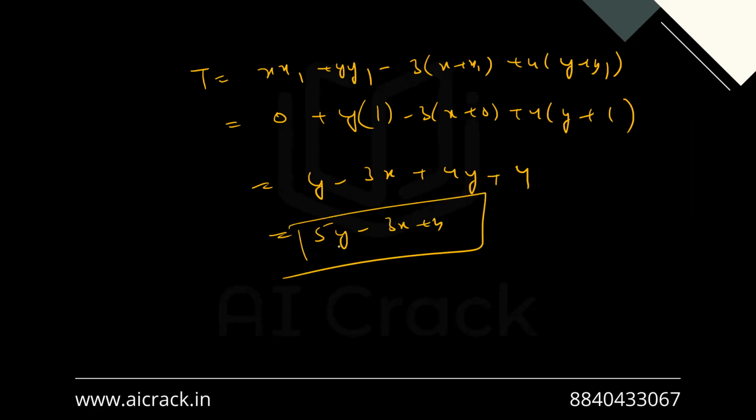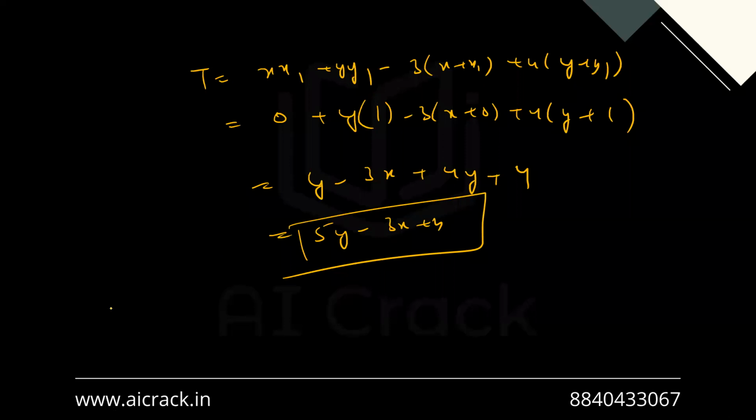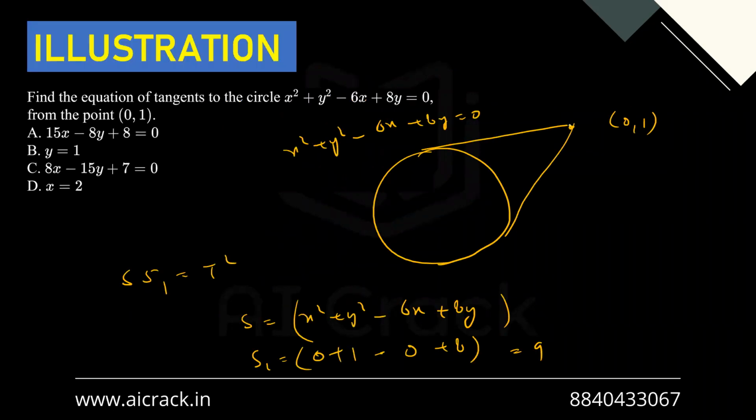This is our T. Now we have to use this expression S S1 equals T square. So S S1 is 9 times x square plus y square minus 6x plus 8y. This is equal to 5y minus 3x plus 4 whole square. Now you have to just square it and you will find out the equation of pair of tangents. So that's a bit of a more calculative part and not the very conceptual part. The only thing you have to remember is that while finding out the T value, you have to put this particular point.